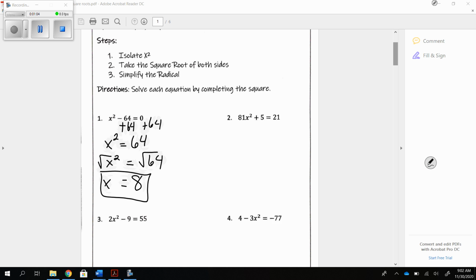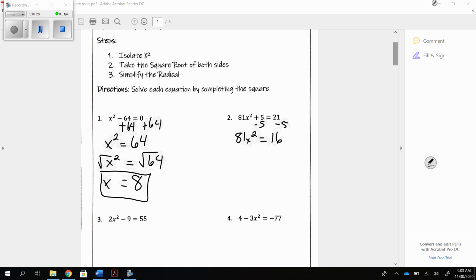So again, step one, isolate x squared, get it by itself. Then take the square root of both sides. Then we simplify the radical. All right, moving on. Number two, step one, isolate x squared. What do we do first? Minus 5, 81 x squared equals 16.